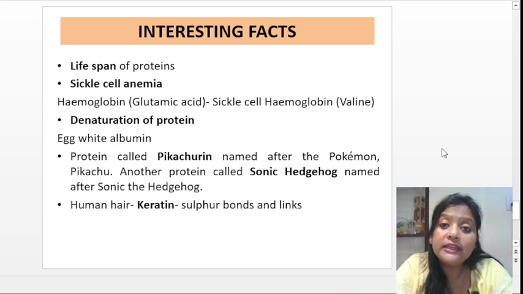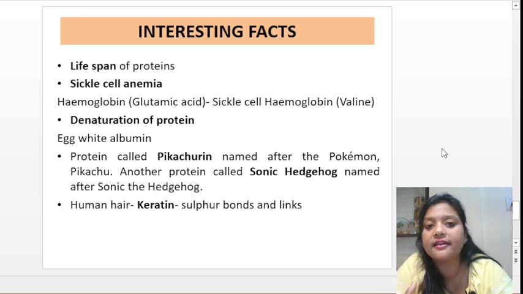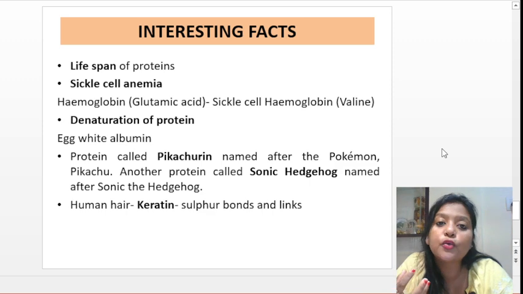Number three is denaturation of protein. So we know that egg is a protein, right? We say that egg is a protein source because the egg contains the white part known as albumin. It's a protein part in the egg.